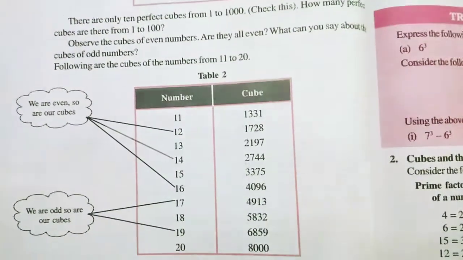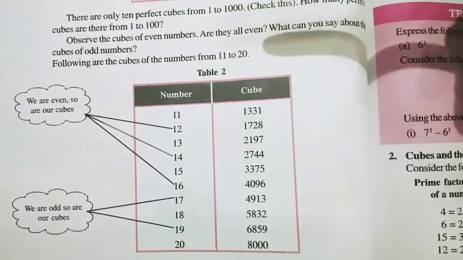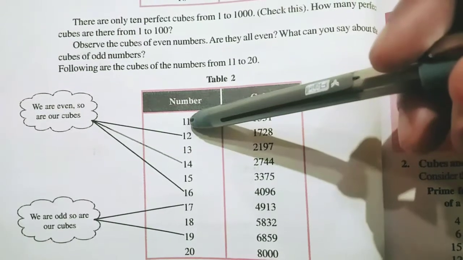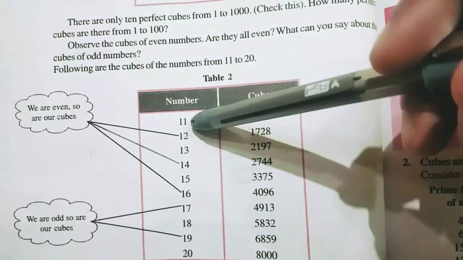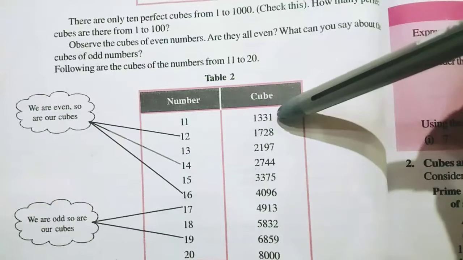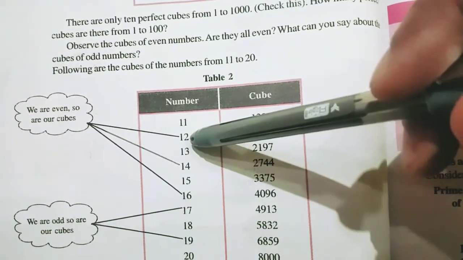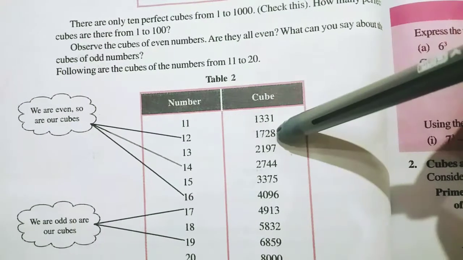Now here the question is, what is the cube of an even number and what is the cube of an odd number? Okay, so here you can see 11 is what? This is an odd number. So the cube of this odd number is also an odd number. See, 12 is an even number and the cube of this even number is also an even number.